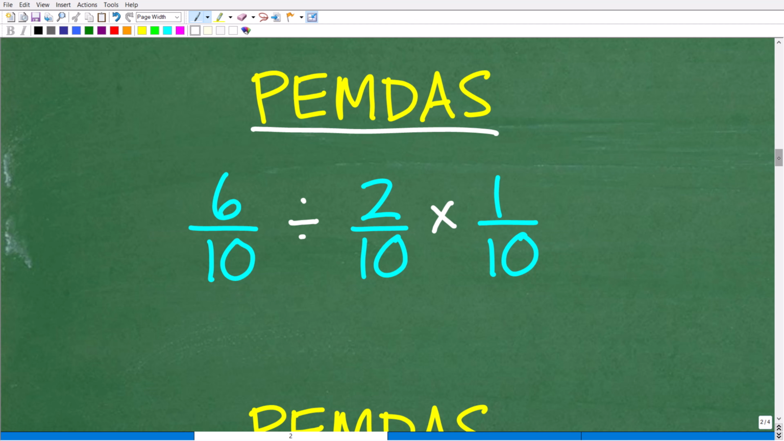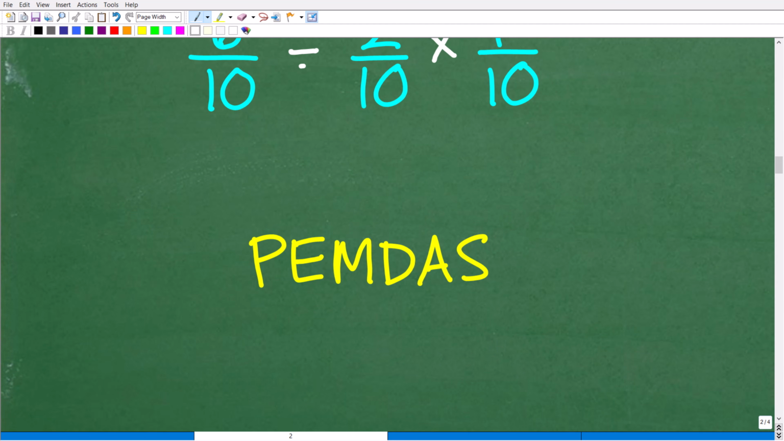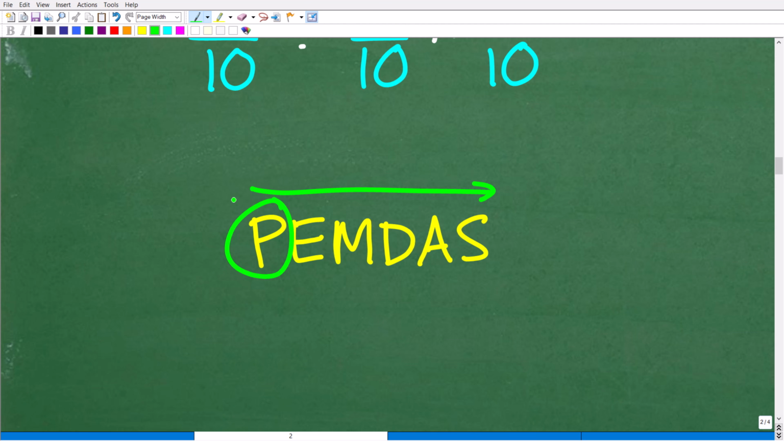Okay, so PEMDAS right here is an acronym, and P stands for parentheses, E stands for exponents, M and D stand for multiplication and division, A and S are addition and subtraction. So this is a checklist. It goes from left to right, and we're basically going to just say, all right, do we have any parentheses in our problem?